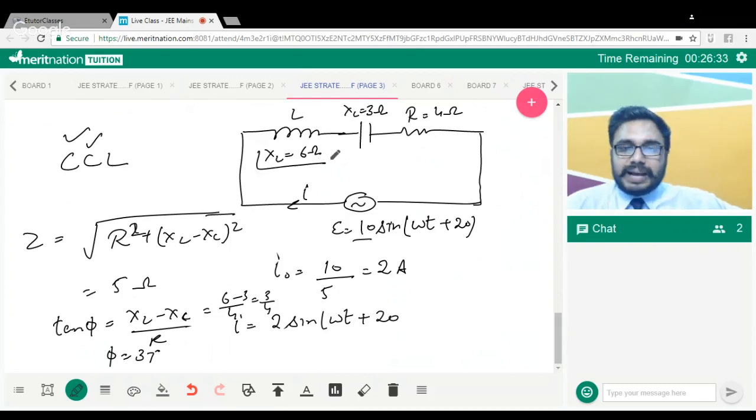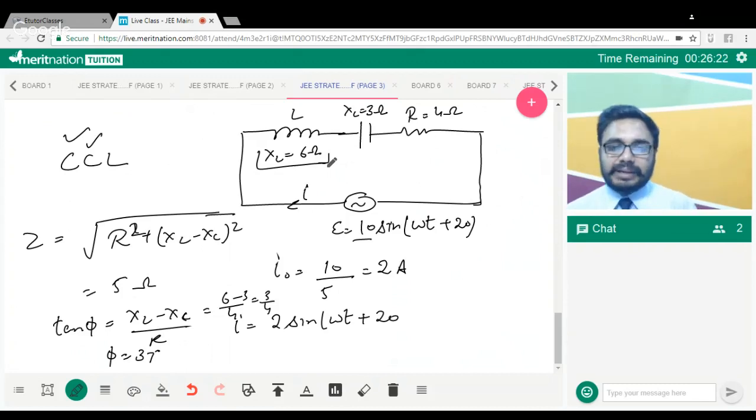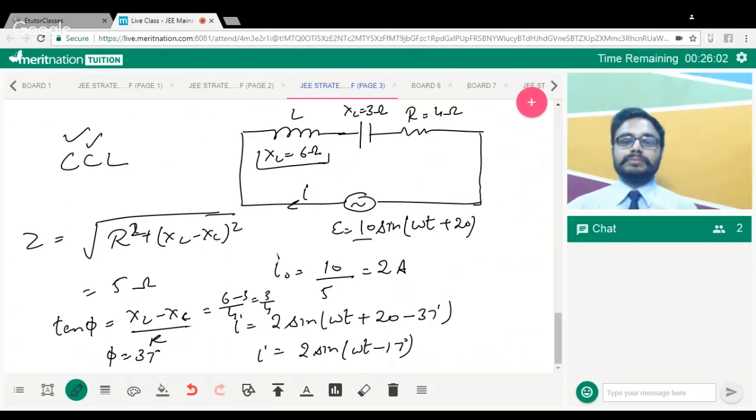Here XL is more as compared to XC. So this circuit is a bit inductive, meaning voltage will be leading. So current of this system will lag the voltage. By how much angle? By phi. If the angle of voltage is omega t plus 20, then the angle of current will be omega t plus 20 minus 37. So current will be equal to 2 sine (omega t minus 17 degree).